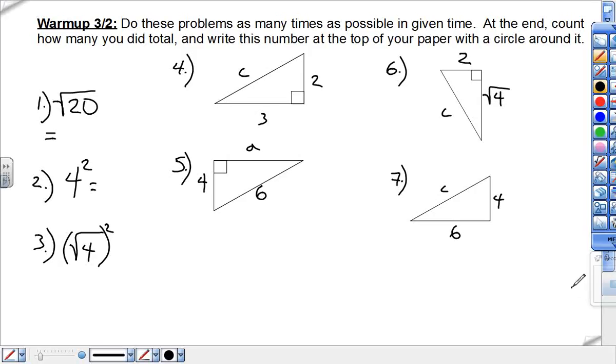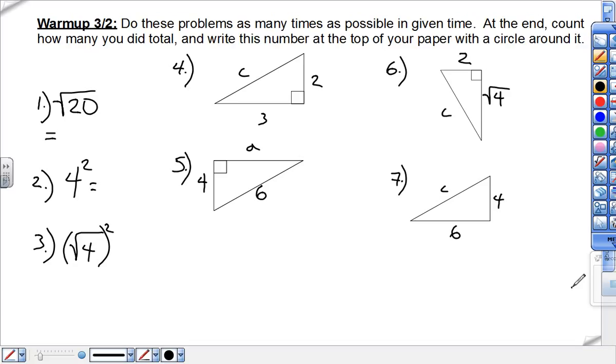Okay, I'm going to have you do these problems and then keep going. Do not stop. I'm going to have you do as many as you can in about 10 minutes, and then I'm going to have you count them up at the end and put that number with a circle around it at the top of your paper.